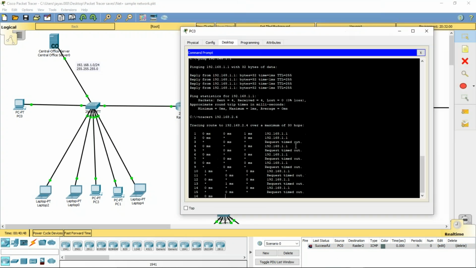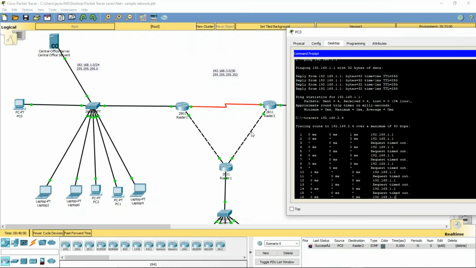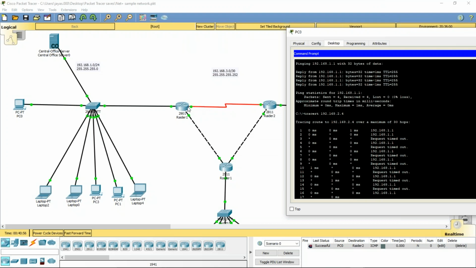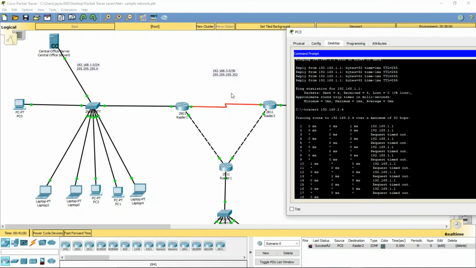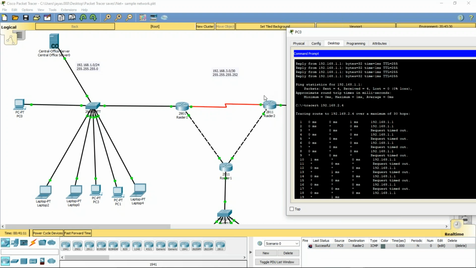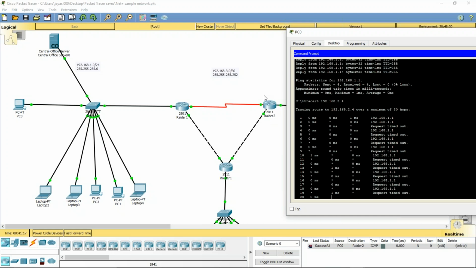Mm-hmm. But when we ran a trace route, it seems like there's a problem over here at the same time, because we're not getting past this router here for some reason, right? Right. So even though I just pinged it and it was successful, this right here is still telling me that the problem is probably somewhere around here. Does everyone understand that? Does everyone get that? Yeah. Okay.